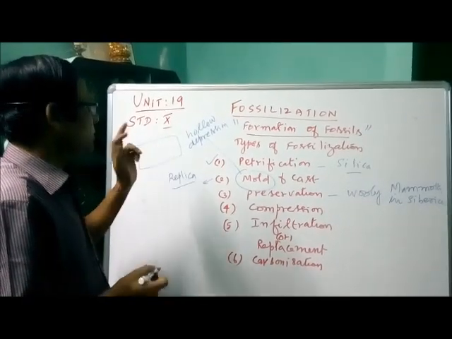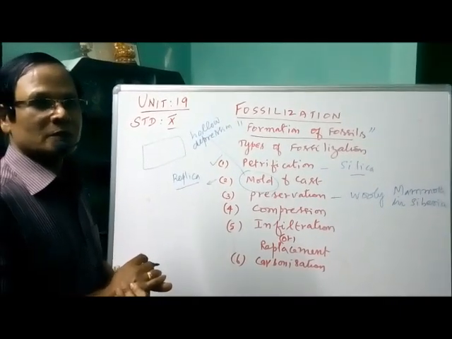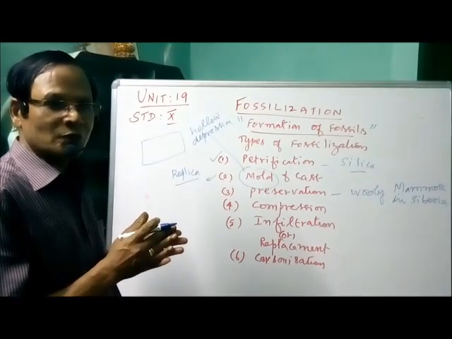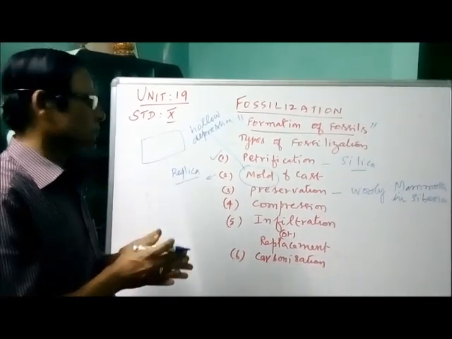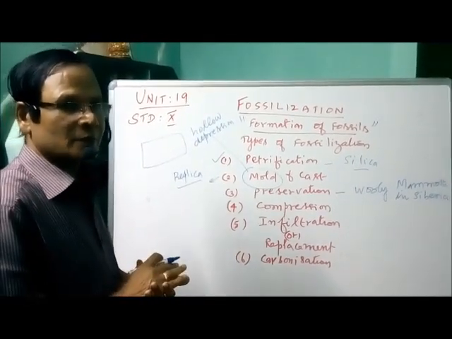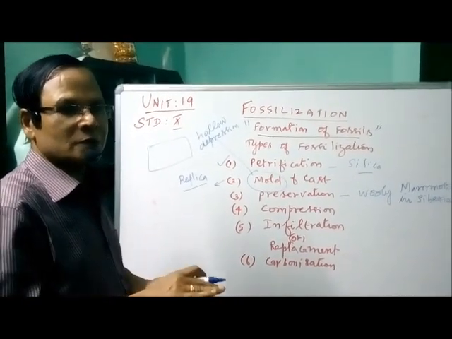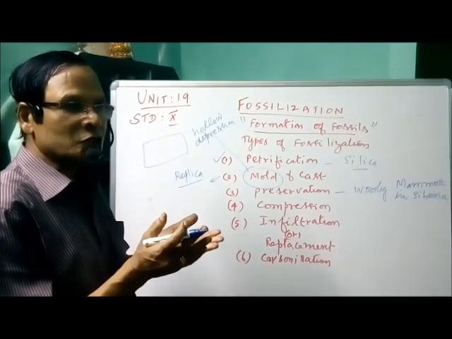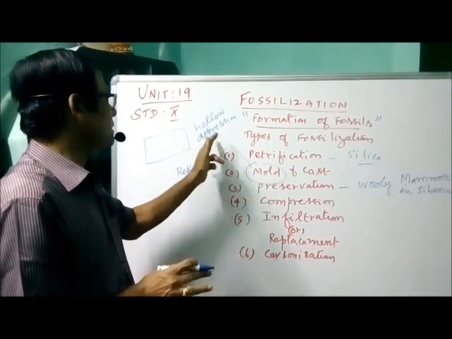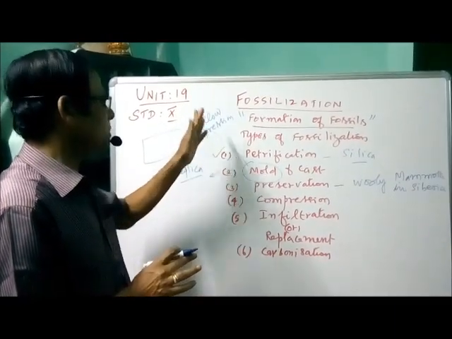Now when the depression or the mold is filled with sediment or minerals, we get what is called the cast. So a cast is nothing but the filled minerals or sediments of the mold. In the case of an elephant which walked on muddy sand, we receive a hollow depression. When it is filled with sediment or minerals, we get the shape of the foot of an elephant. That is called the cast. So a mold is a hollow depression and a cast is the sediment or mineral that filled it.